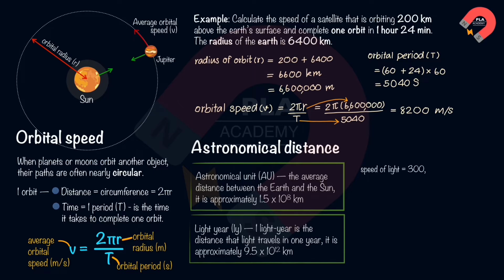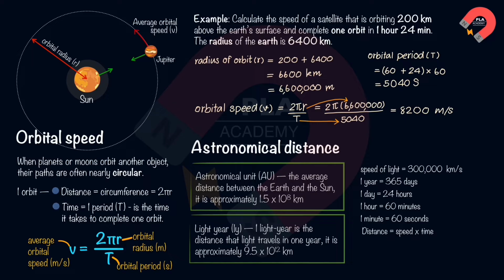The speed of light is approximately 300,000 kilometers per second. 1 year has 365 days. 1 day has 24 hours. 1 hour has 60 minutes. And 1 minute has 60 seconds. Using the formula distance equals speed multiplied by time, 1 light year equals 300,000 times 365 times 24 times 60 times 60, which is equal to 9.5 times 10 to the power of 12 kilometers.